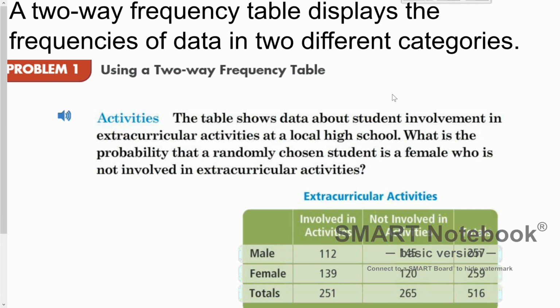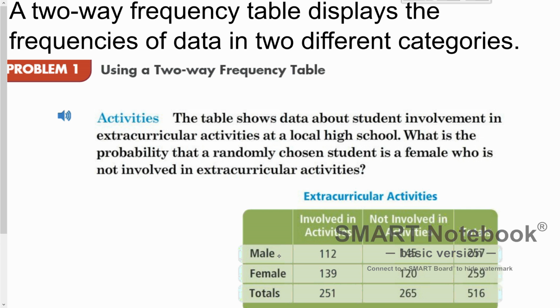In this section of Chapter 9, we're looking at probability models. The one thing we want to look at is a two-way frequency table. So we looked at frequency tables before, where we had one category and the different things in that category, and we would just tally up how often each of those occurred, right? And in a two-way frequency table, we actually have two categories.